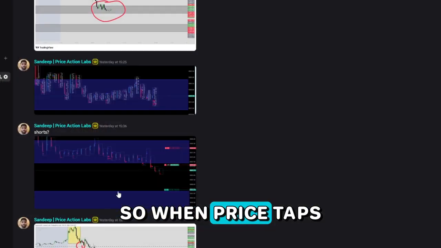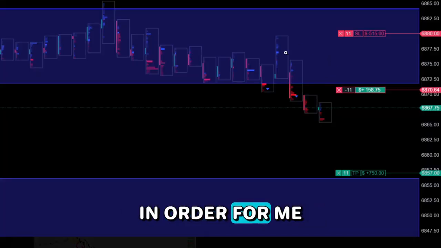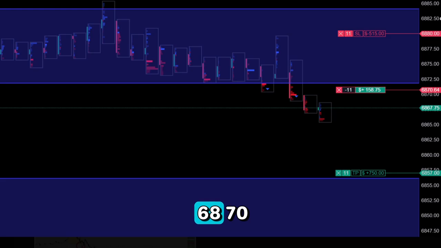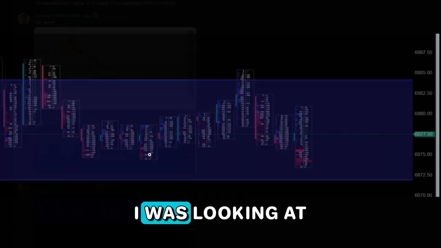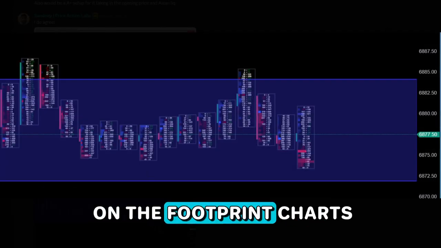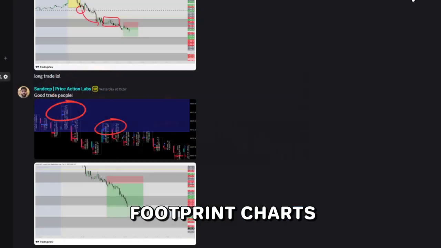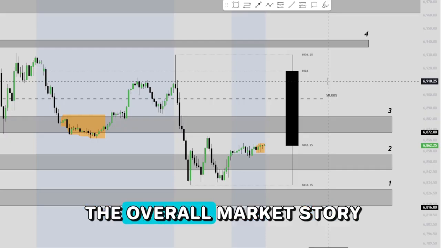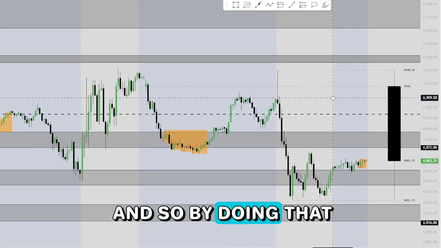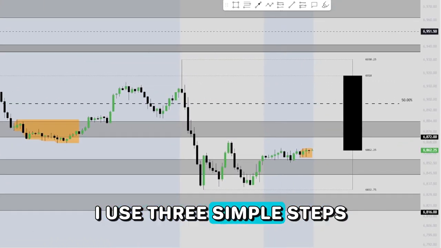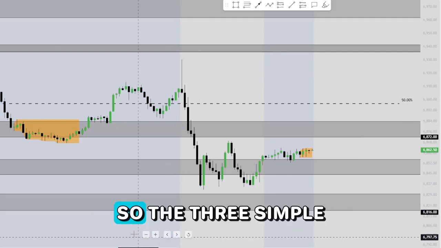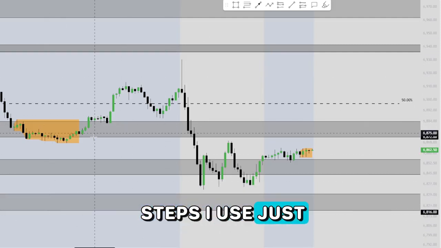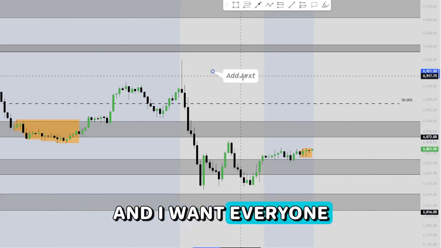When price taps into my level, in order for me to go short like I did today at 68.70, I was looking at this data over here on the footprint charts. But before we go to the footprint charts, let's try to understand the overall market story. By doing that, I use 3 simple steps, and I want everyone to follow along with this.